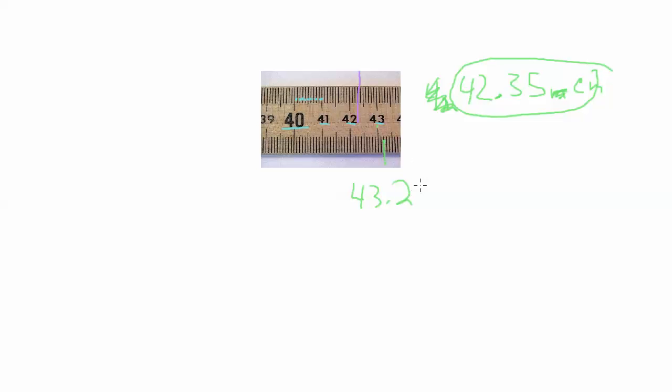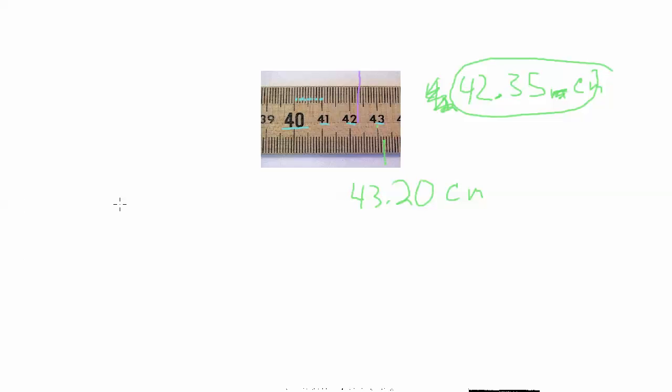And since it's right on that line, you could even put a 0 on the end of it to say that it's right on that line, 43.20 centimeters. So that's one example, a meter stick. Let's quickly look at two more examples, and we're going to do these a little bit more quickly.